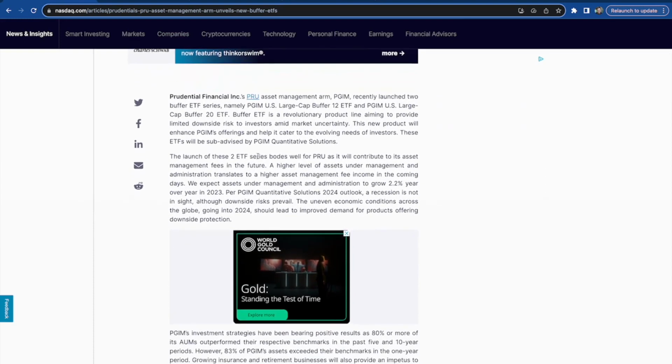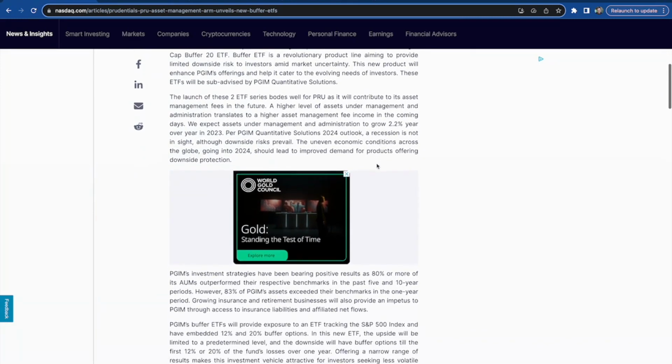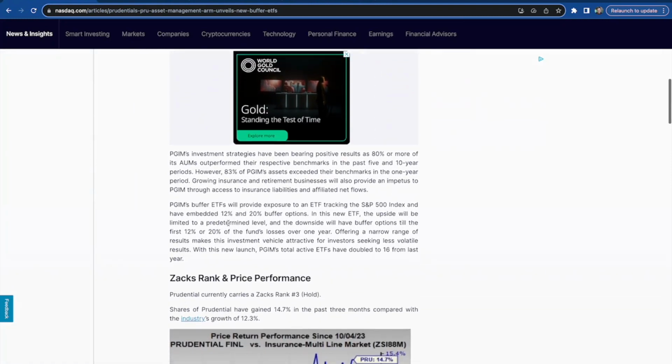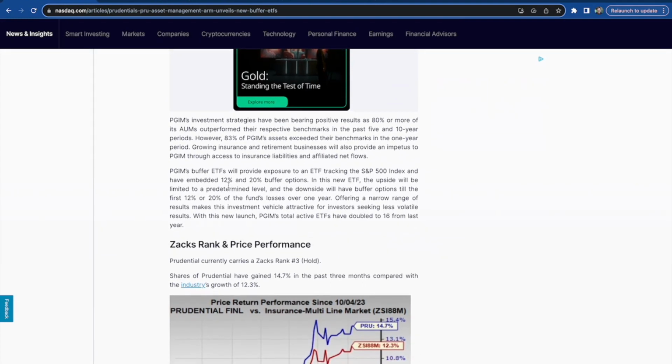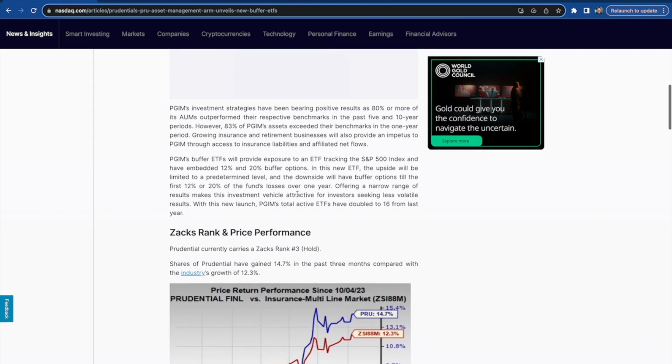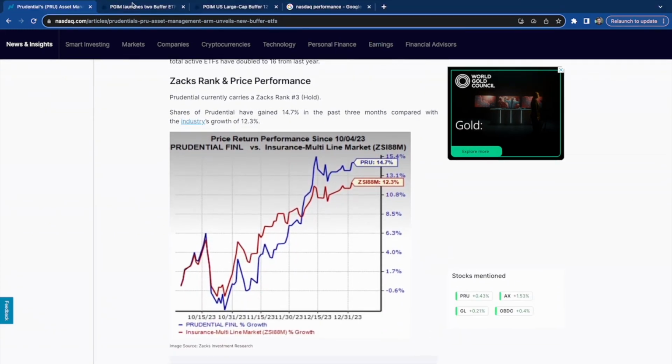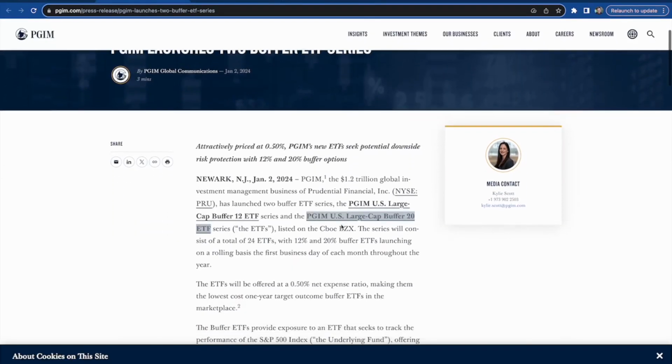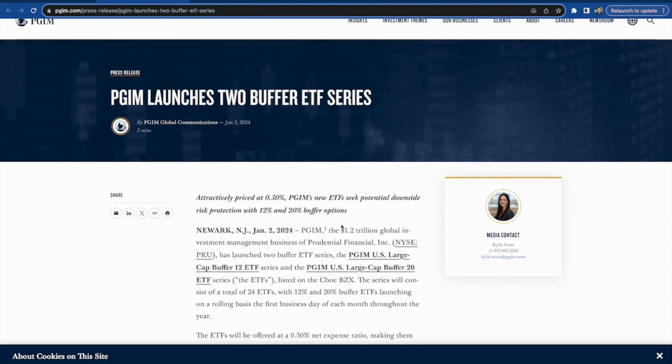The launch of these 2 ETF series bodes well for Pru as it will contribute to its asset management fees in the future. So they describe a little bit what it provides. It will be providing exposure to an ETF tracking the S&P 500 index and have embedded 12 and 20% buffer options. In these ETFs, the upside will be limited to a predetermined level. Okay. Let's take a look a little bit more at the actual press release from Prudential.